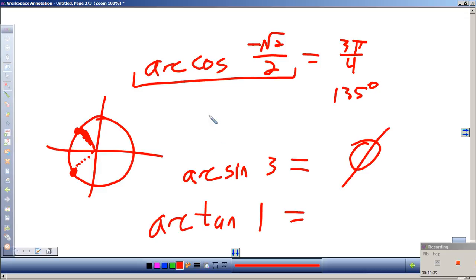For example, we could say sine of some angle theta is equal to 3. The sine of what angle is 3? It doesn't exist, because we know sine is between -1 and 1.